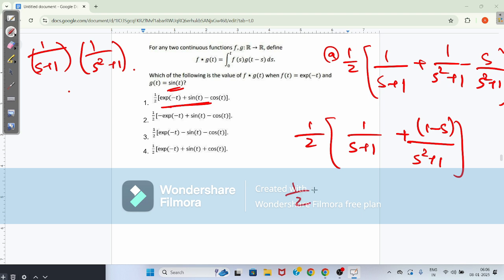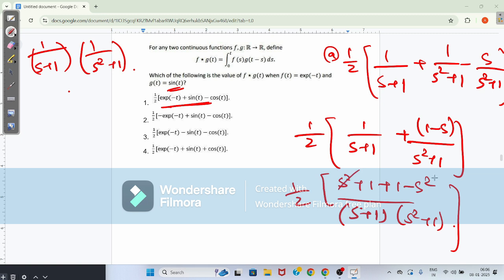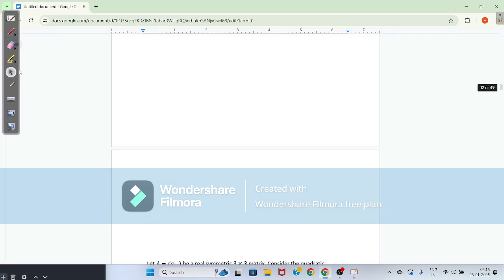Now 1 by 2 into, this value gives s square plus 1 plus 1 minus s square, by (s plus 1) into (s square plus 1) here. This 2 gets cancelled out, 1 plus 1 is 2, and this 2 gets cancelled out. What will we get here? 1 by (s plus 1) into (s square plus 1) here. So this is the correct option, the same option.